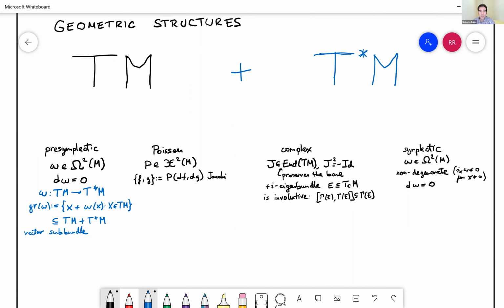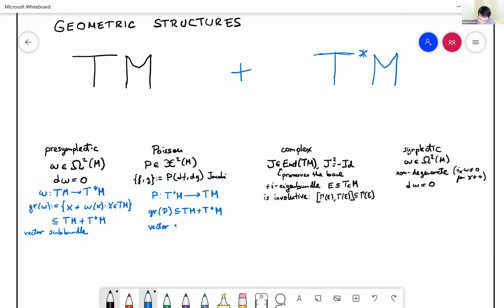So this same game I did here, I can also do for Poisson structures because they are just a dual. It was just hard to express the integrability condition, but what I'm doing here is just deducing some object related to Tm plus T star m. So now a bivector takes a one-form and gives me a vector field. So the graph of this, expressed in the same way, is a subbundle here.